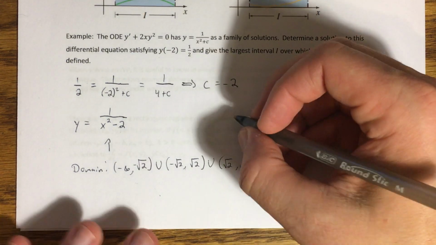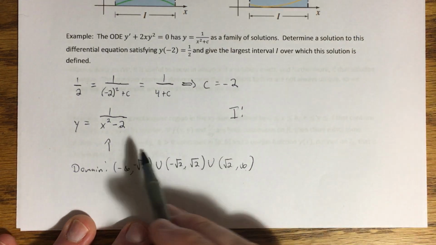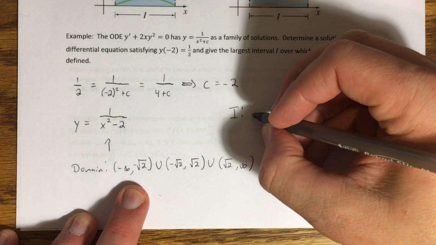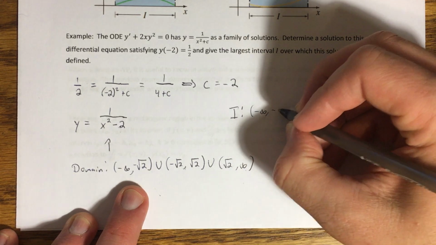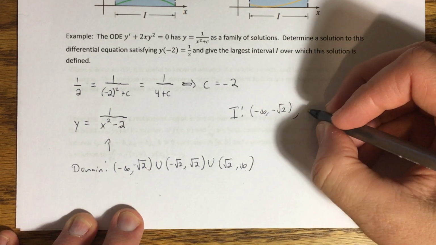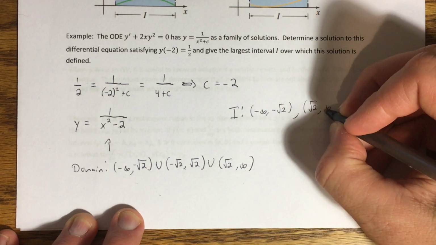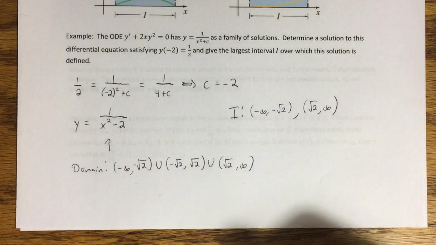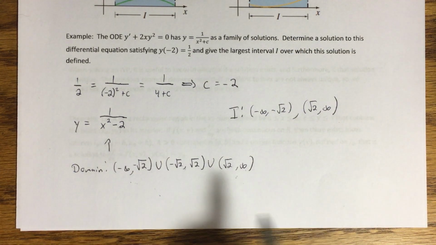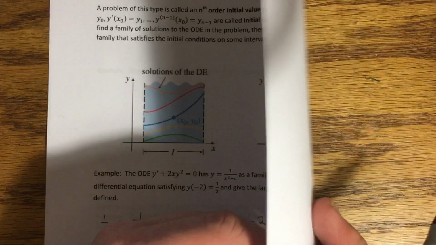So really the two largest choices for I would be this guy, negative infinity to negative root 2, or root 2 to infinity. So there's not a single correct answer to this. Either one of those is technically a valid choice. All right.